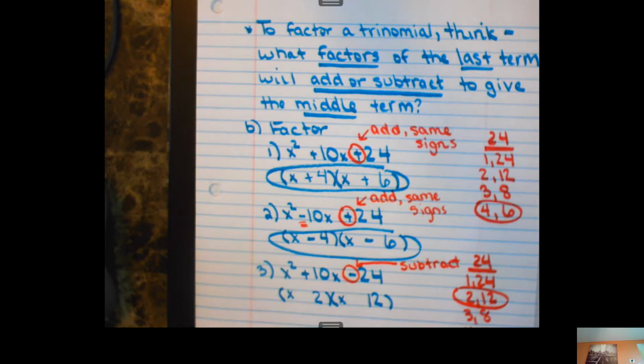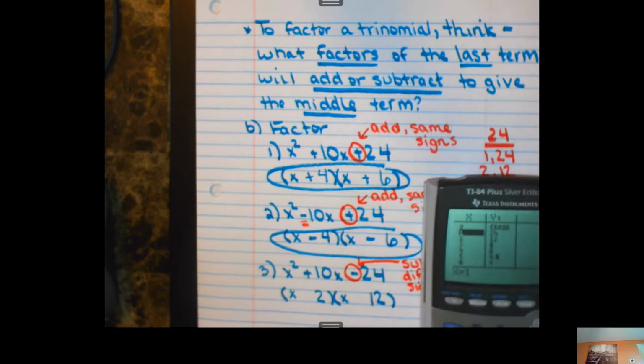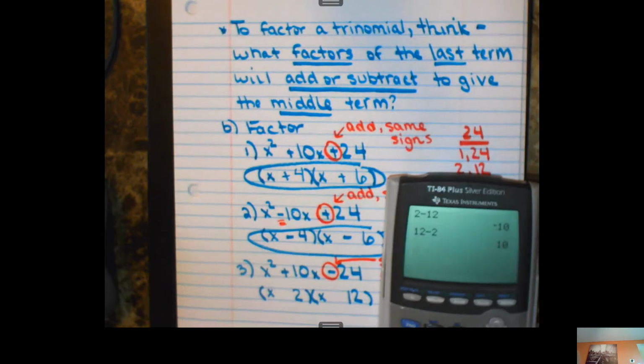So now I need to get a positive 10. So my signs have to be different. So I'm just going to put different signs. You can choose to write this or not. Different signs. Since we want a positive 10, we say to ourselves, are we going to do 2 minus 12 or 12 minus 2 to get positive 10? So I can try my calculator. 2 minus 12 gives me negative 10. I want positive 10. 12 minus 2 gives me positive 10. That's the one I want.